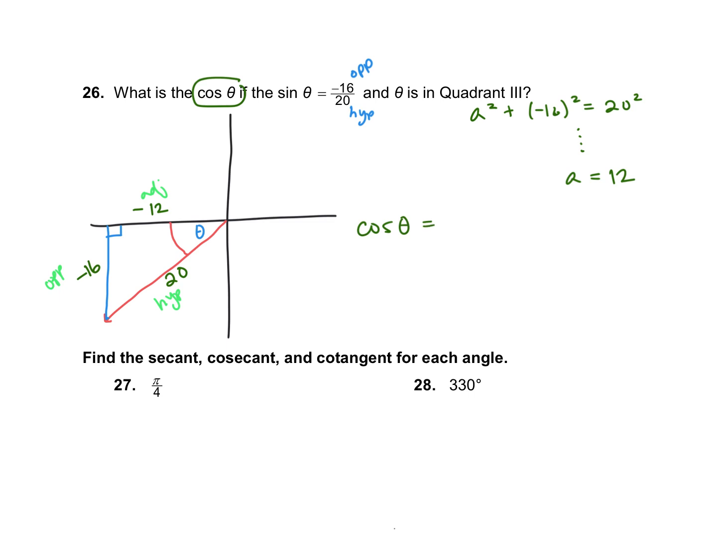All right, now that we have our triangle, we can evaluate the cosine of our angle. So we think about SOHCAHTOA. The cosine is the adjacent side over the hypotenuse. So adjacent is negative 12 over the hypotenuse 20. But we do want to reduce that. So in the end, cosine of our angle, we can divide both of those by 4 and we get negative 3 over 5.